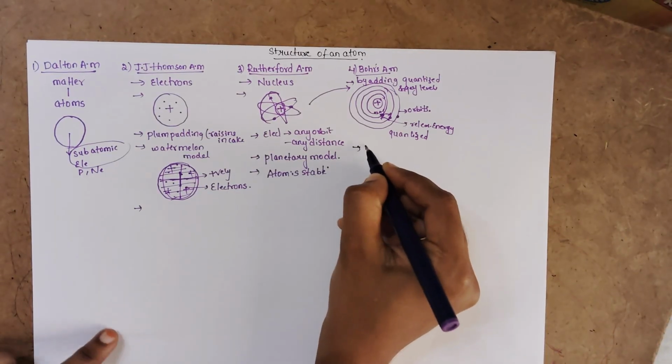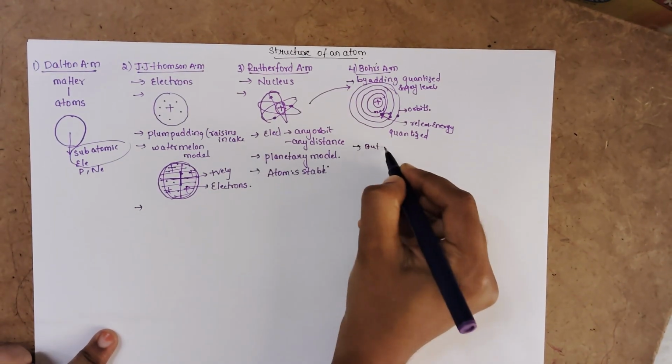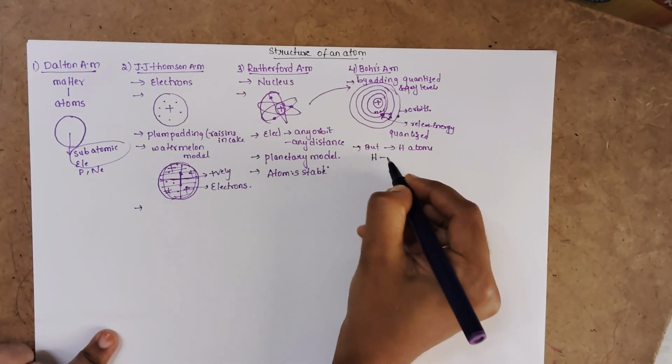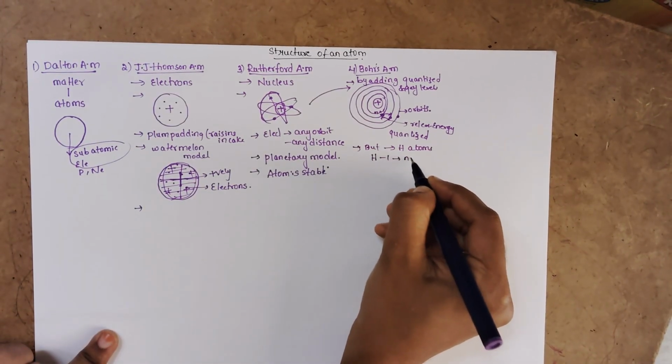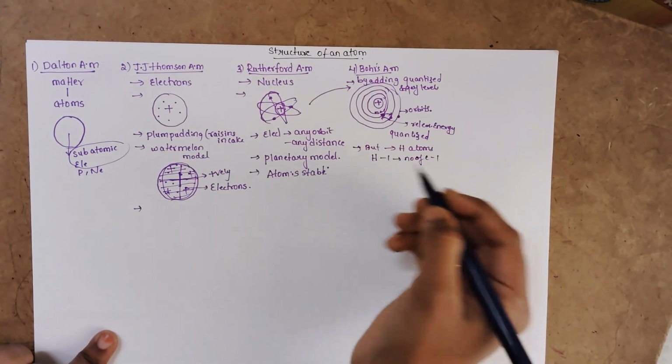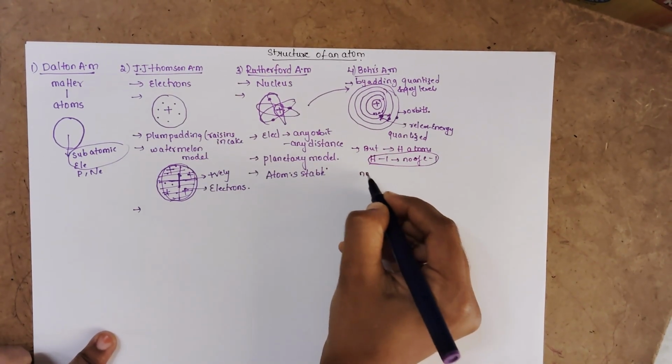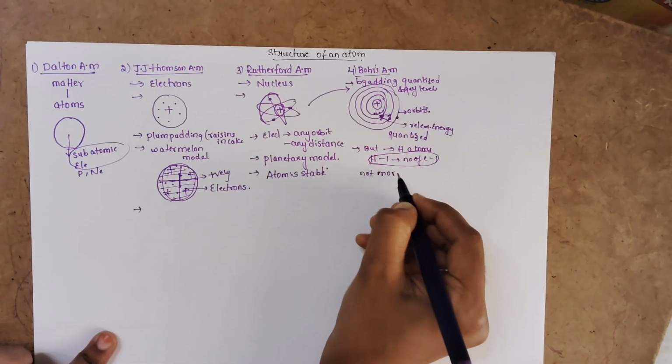But this model is applicable only to hydrogen atoms. The hydrogen atomic number is 1, and the number of electrons is 1. So it is applicable for atoms with one electron, not applicable for atoms with more electrons.